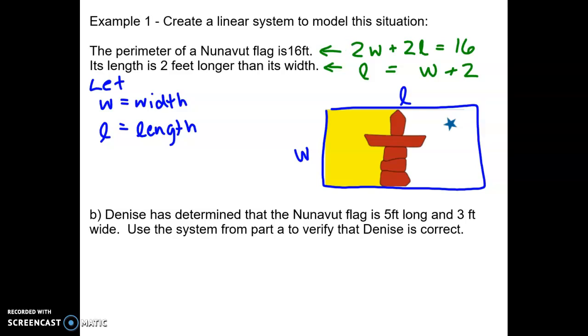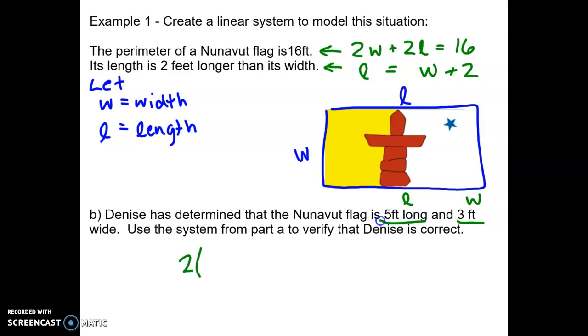So now we can verify that she is correct by saying that if it's 5 feet long, that's my length, 3 feet wide, that's my width. So let's plug in the length and the width, the 3 and the 5, into one of our equations and see if it's right. So I'm just going to plug it into the more complicated one because it's pretty easy to see that 5 equals 3 plus 2 for that other one. So let's try the top one.